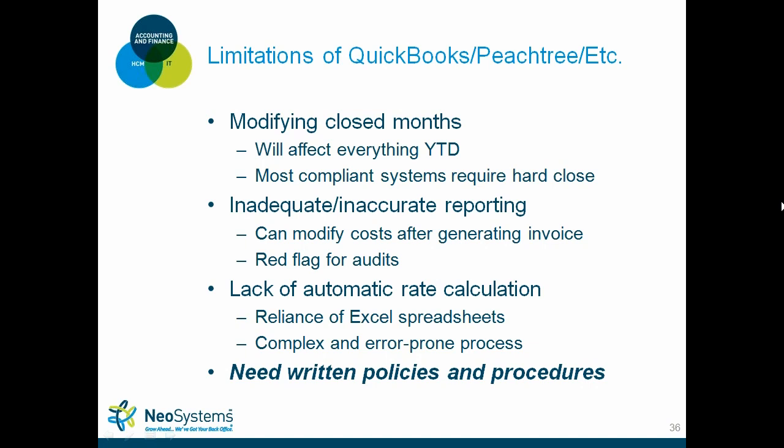Most compliance systems require that the system be able to complete a hard close, so that any adjustment that you have for a prior period will be done in the current period. Okay? The QuickBooks and Peachtree applications really don't give you advanced reporting as far as indirect rates, cost reports, and job summary reports, and those are pretty much things that DCA looks for when they do a system audit for you. And again, lack of automatic rate calculation.